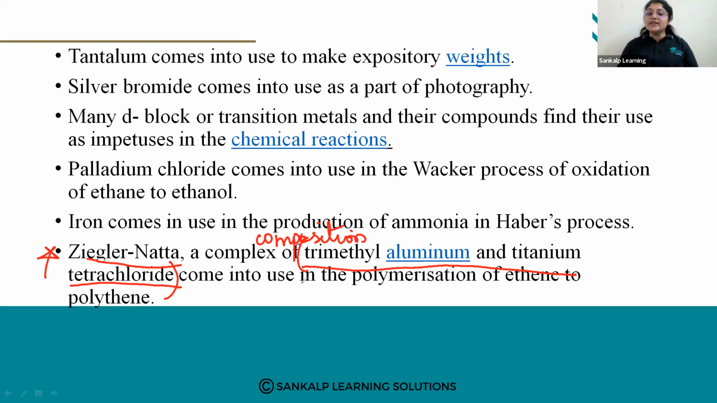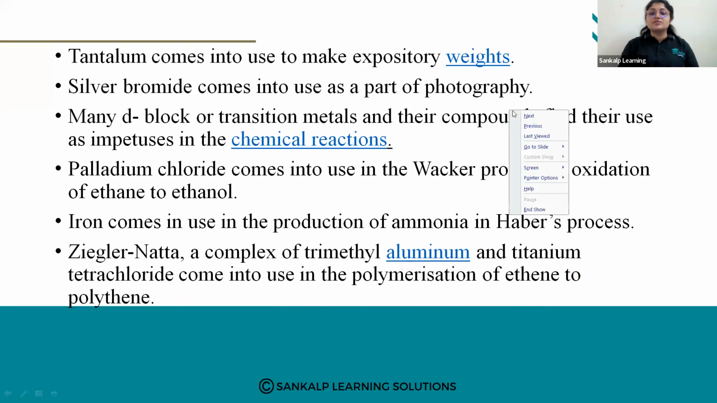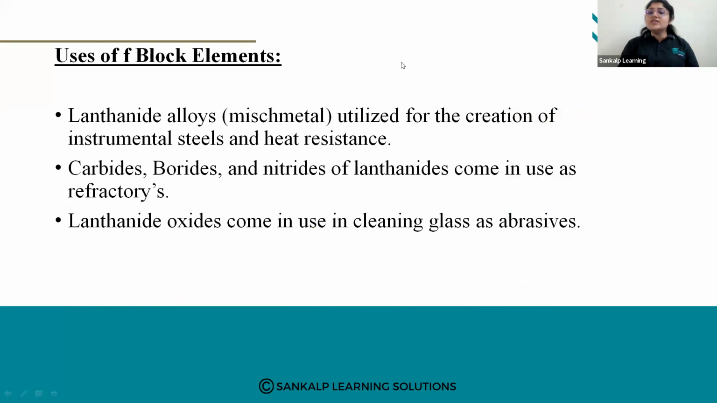So where is it used? It is used in polymerization, that is, from ethene to polythene. You are converting ethene, a small molecule monomer, to polythene. So it is a polymerization reaction. These were some of the applications of d and f block elements.